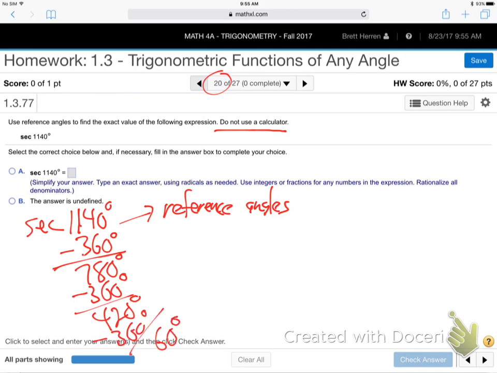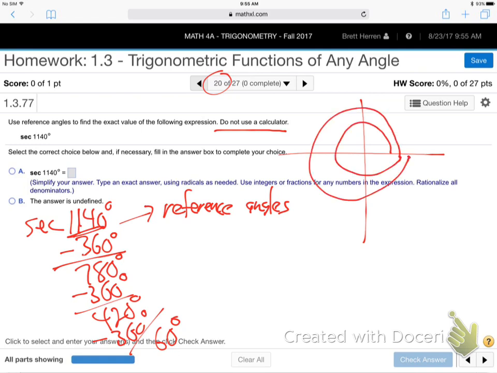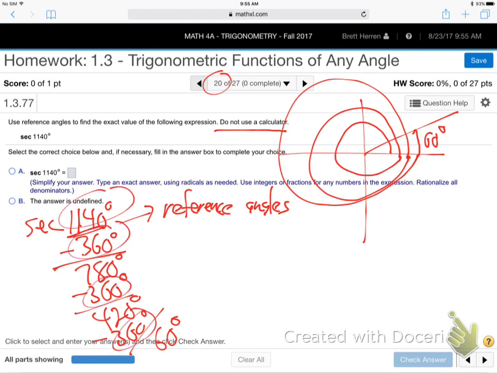Good so far, guys? So just keep subtracting 360s, full circles, until you get it down under a full circle, under 360. So it comes down to 60 degrees. That means 1140 is a full 360, another 360, a third 360, and then 60 degrees more. So it's the same as just 60 degrees. Does that make sense so far? So it's really just 60 degrees.